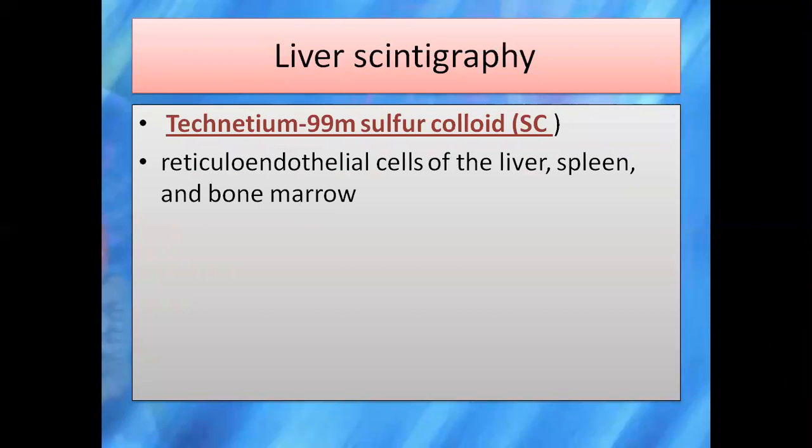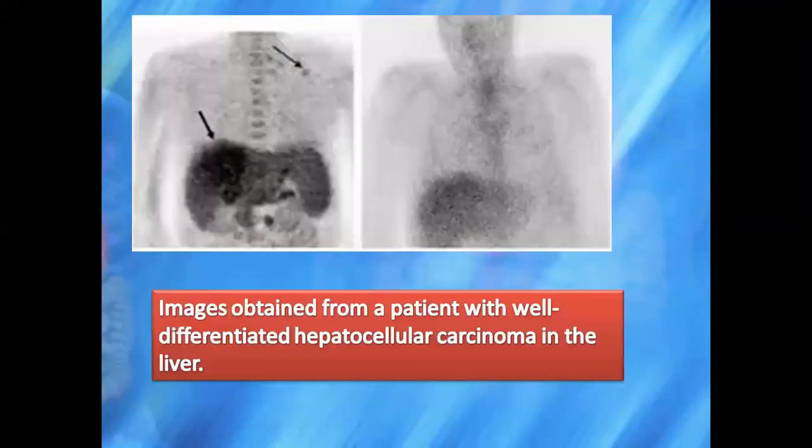Liver scintigraphy, technetium-99m sulfur colloid. This shows the reticuloendothelial cells of the liver, spleen and bone marrow. This case shows an image obtained from a patient with well-differentiated hepatocellular carcinoma in the liver.